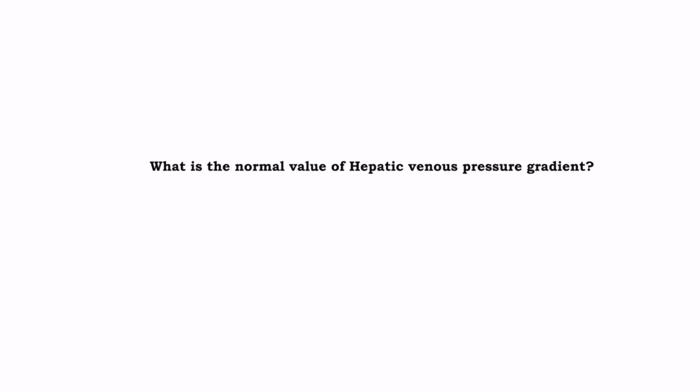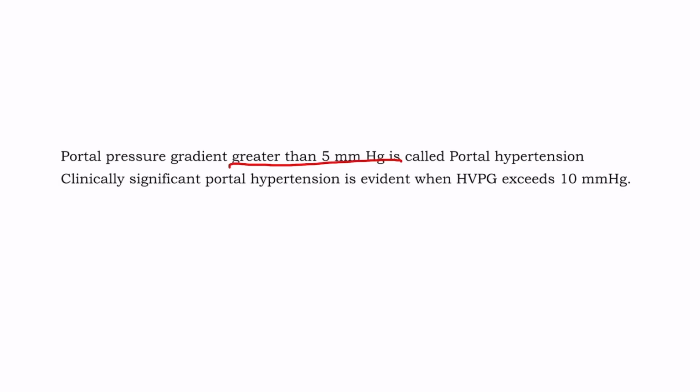What is the normal value of hepatic venous pressure gradient? Portal pressure gradient greater than 5 mmHg is called portal hypertension. Clinically significant portal hypertension is evident when hepatic venous pressure gradient exceeds 10 mmHg.